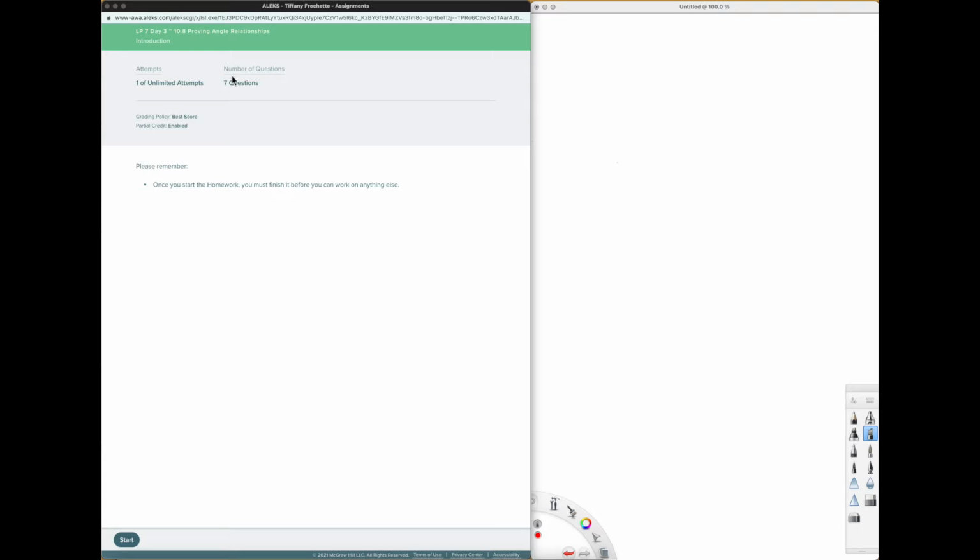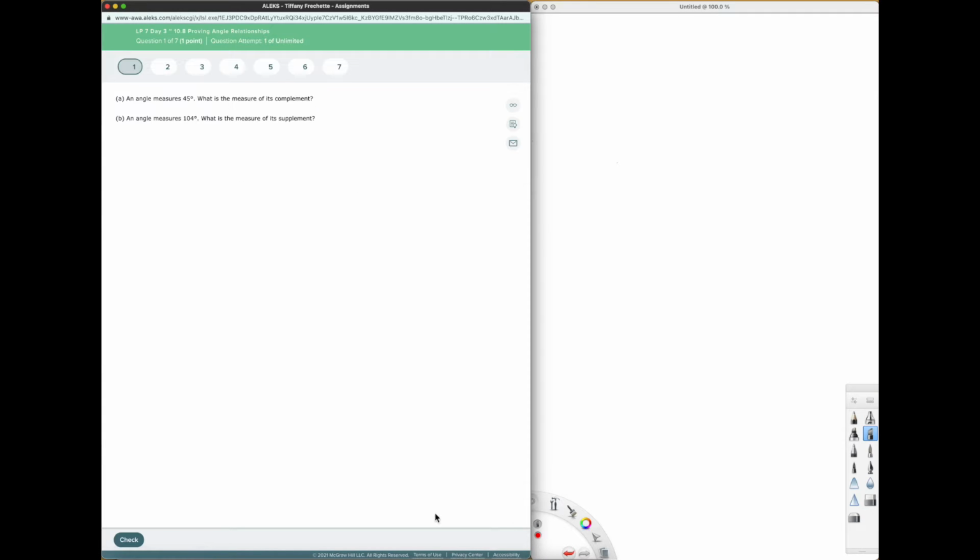Down here it says, please remember once you start your homework, you must finish it before you can work on anything else. What that means is once I click the Start button, down here in the bottom right corner, you will see a Submit Assignment button. This is how we finish an assignment, is by clicking this button. So 2 huge reasons to click this button.